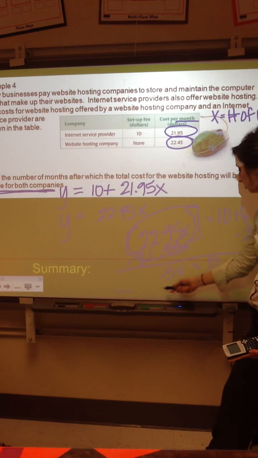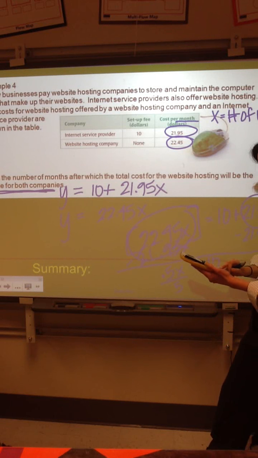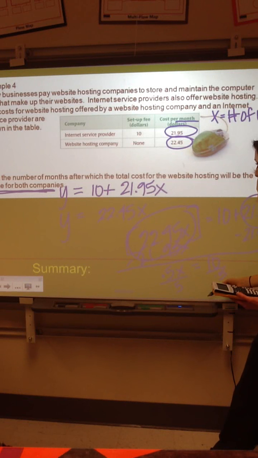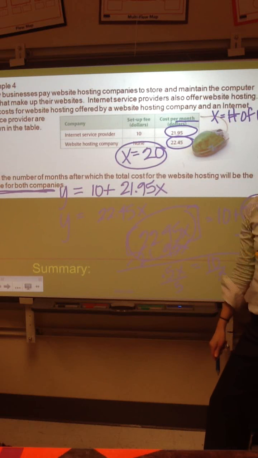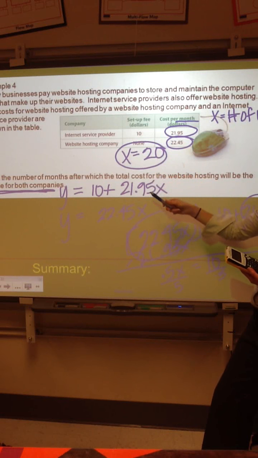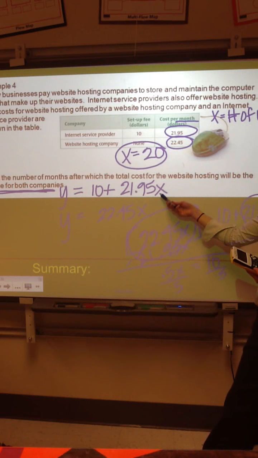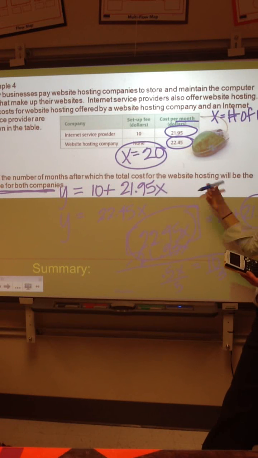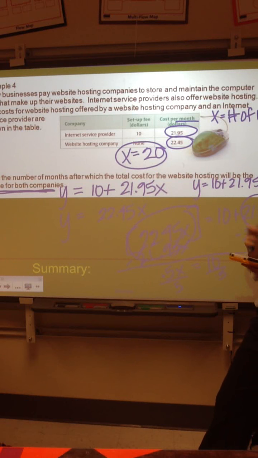How do I get x by itself? Divide by 0.5, divide by 0.5. So here we go. 10 divided by 0.5 equals 20. All right, so we have x, the number of months, is 20. 20 months, okay? And I could substitute that back in to either of these and find y. All right, so if I do that, then I know that y equals 10 plus 21.95 times 20, okay? And all I have to do is calculate.